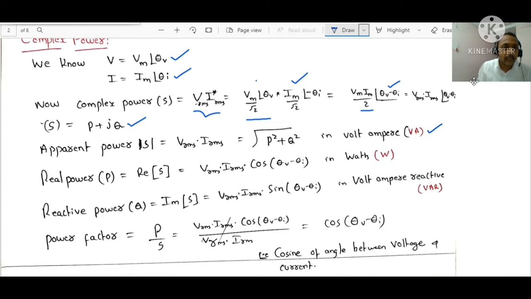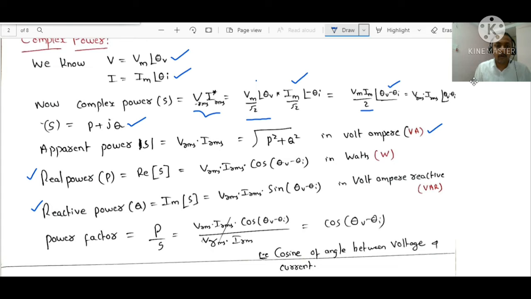If you observe the real part of complex power, the real part of complex power is P, which is nothing but the real power. Very, very important. It is the real part of the complex power. If you observe the imaginary part of complex power, it is nothing but the reactive power. So reactive power is the imaginary part of which power? Complex power. Real power is the real part of which power? Complex power. We will denote it with the letter P. Clear?